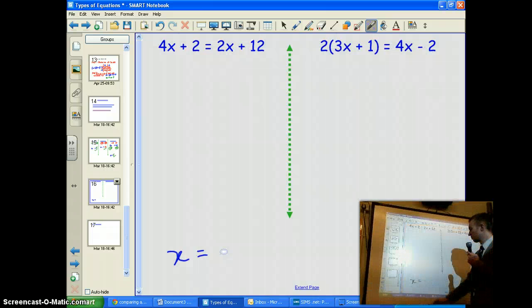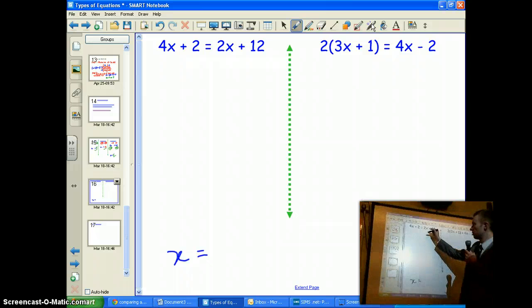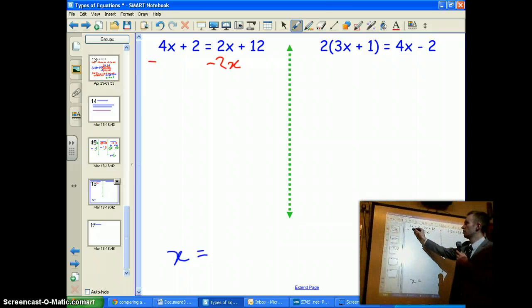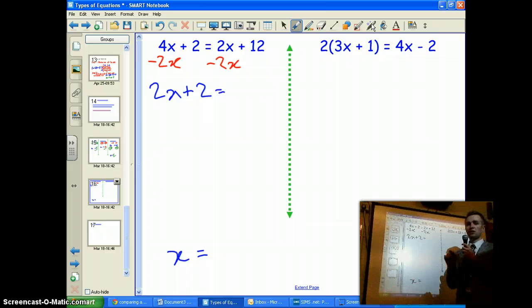So what I'm going to do is I'm going to first off take away this 2x from this side here. And if I take away 2x from one side, I've got to take away 2x from the other side as well, which is going to leave me with 4x take away 2x, which is just 2x, and then plus 2 equals, the 2x take away 2x is turned to 0, so just equals 12. Okay?